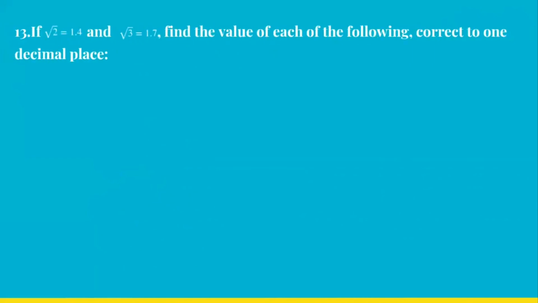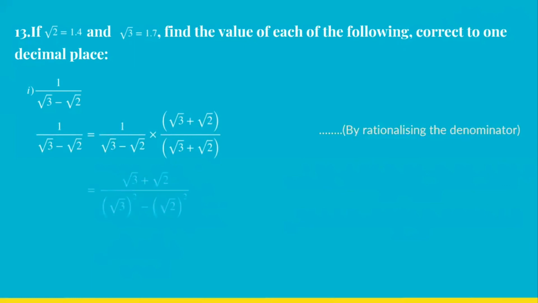Now, if root 2 is equal to 1.4 and root 3 is equal to 1.7, find the value of each of the following correct to one decimal place. Right? So 1 upon root 3 minus root 2. We are not going to put the value of root 3 minus root 2 here directly, so we will be rationalizing it, because converting 1 upon that in decimal is going to be difficult. Rationalizing the denominator, we get root 3 plus root 2. Root 3 value is 1.7 and root 2 value is 1.4. Add these two, you get 3.1, correct to one decimal place.